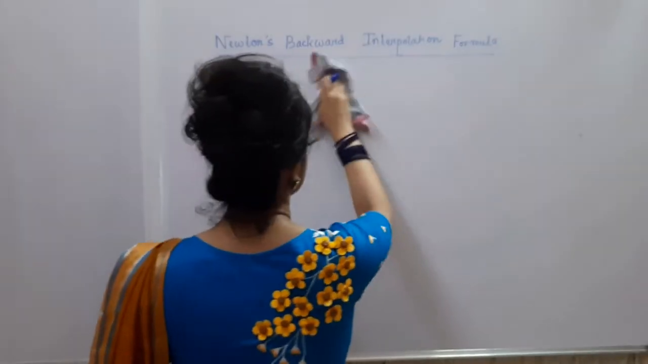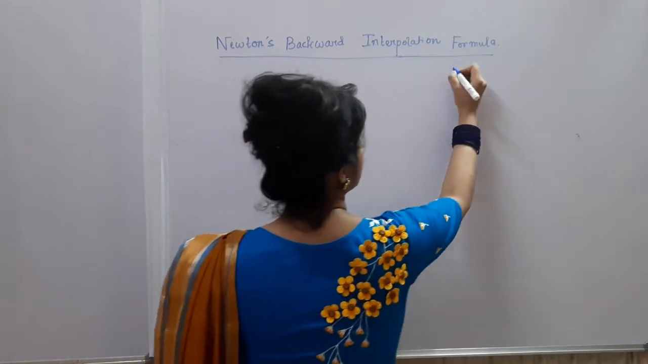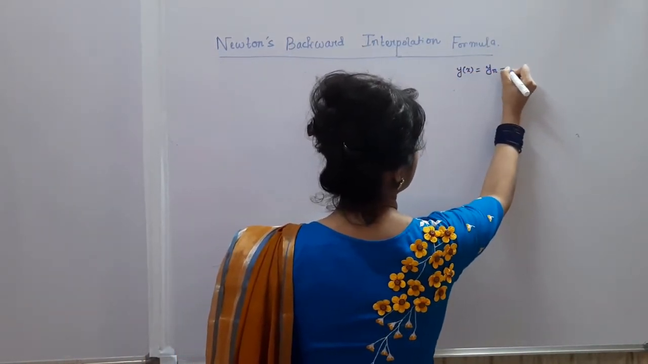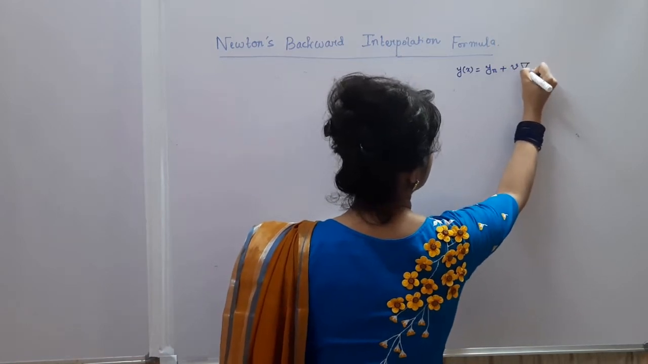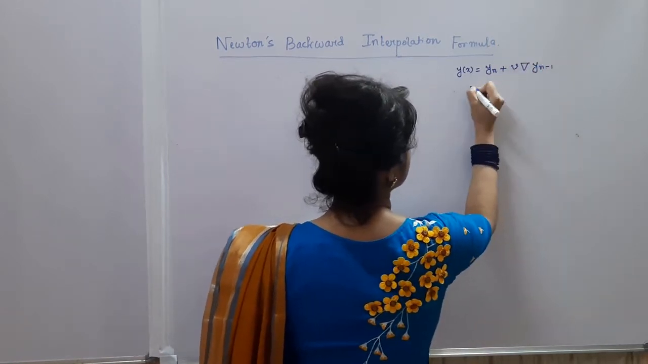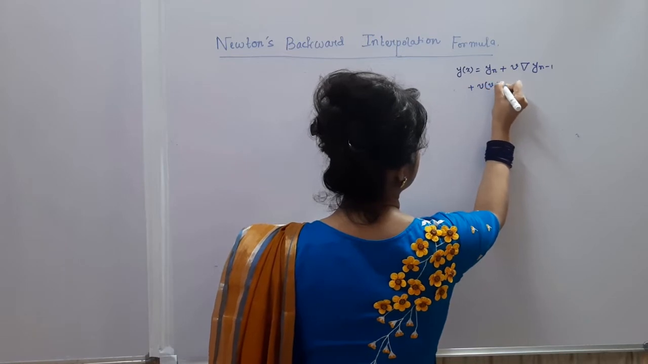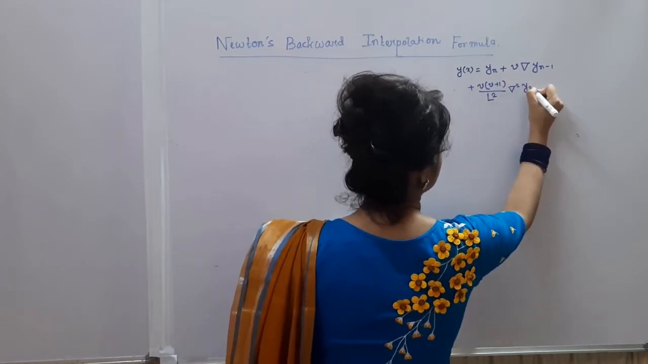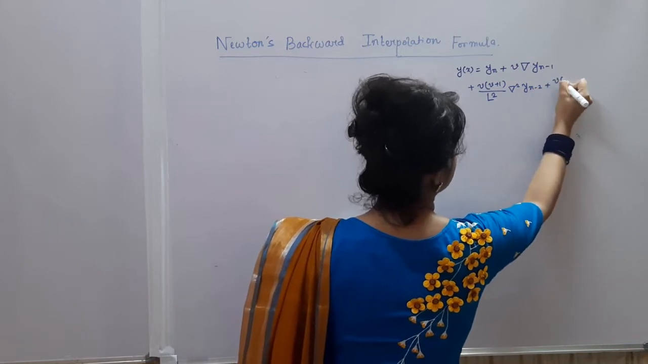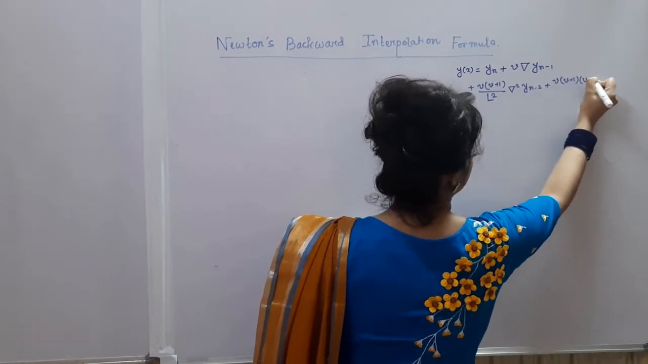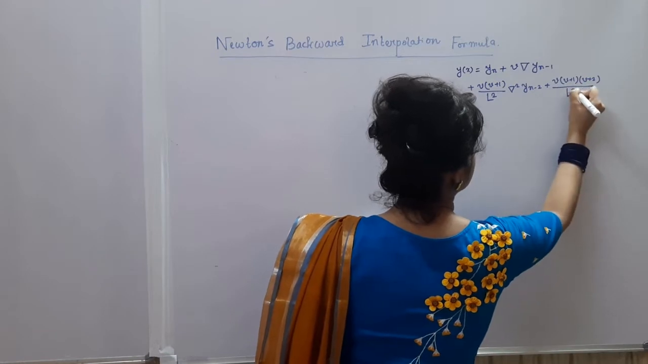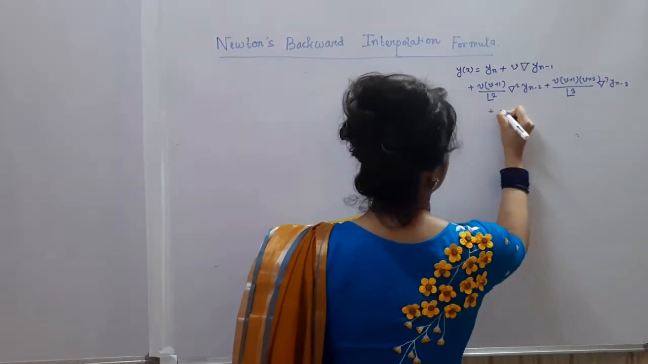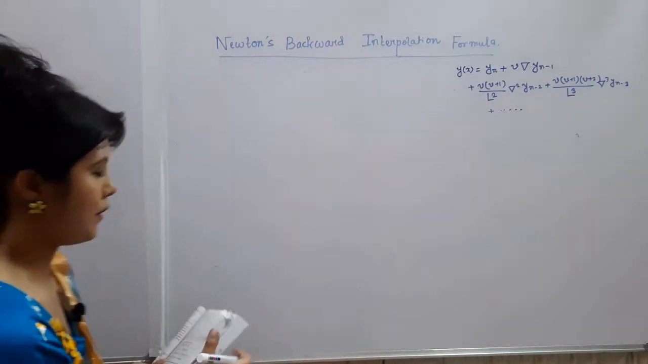Now let me write the formula here. Actually we will use this formula. yx equals yn plus v into delta y n minus 1 plus v into v plus 1 by factorial 2 delta square y n minus 2 plus v into v plus 1 into v plus 2 by factorial 3 delta cube y n minus 3 plus. So this is the formula.